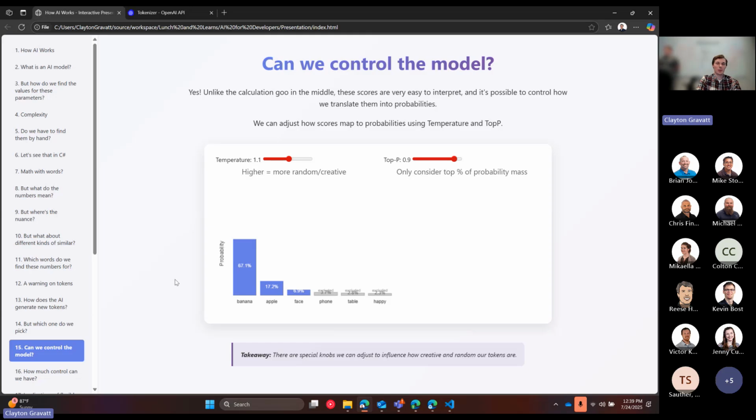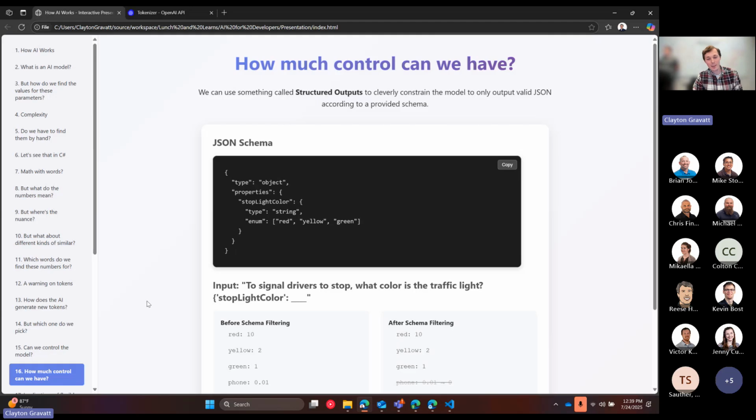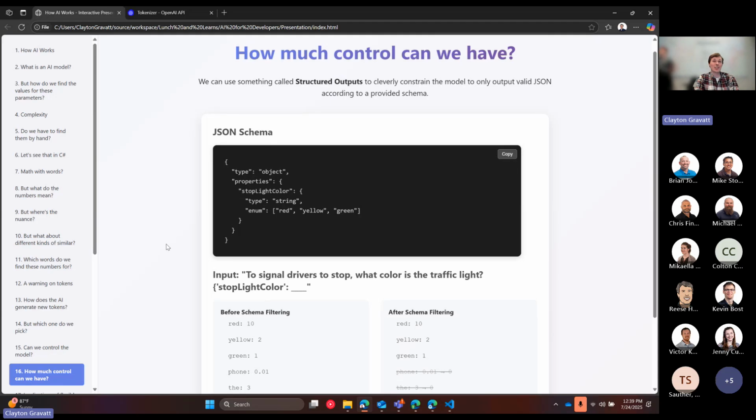So here's this idea. Okay, so we can have some control over our probabilities associated with picking the next token. How much control could we have? Well, this is super powerful. We can use something called structured outputs to cleverly constrain the model to only output valid JSON according to a provided schema. So let's give an example.